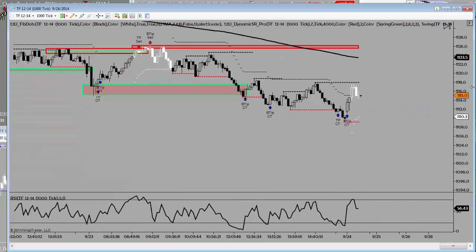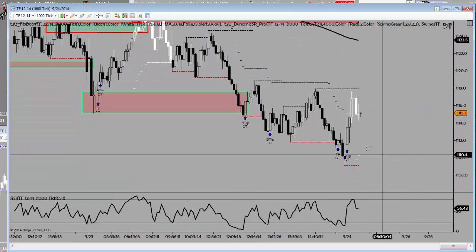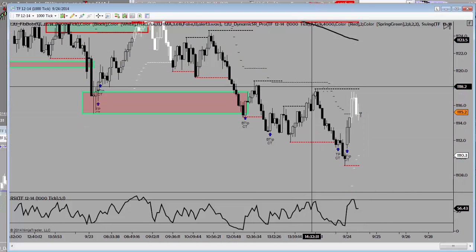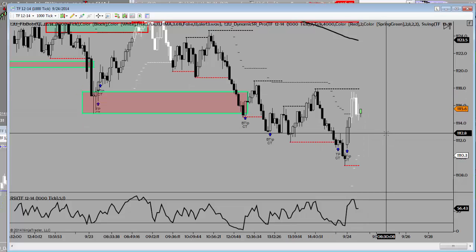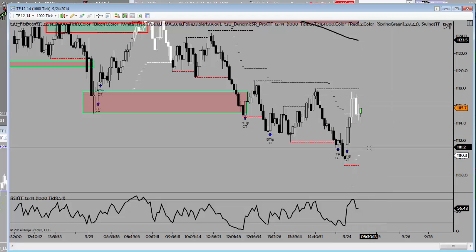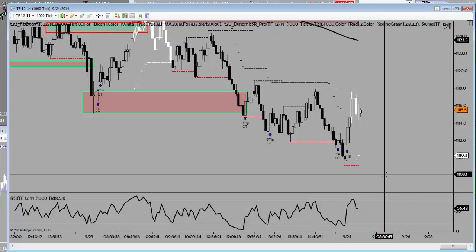All right, so we've got the open. Let's go check our gaps. And then right now you see the mini Russell. Anything against that 1118 handle, I'm going to look for short entries. Stops above 1120. And then we'll look for this back down into 1110 intraday.